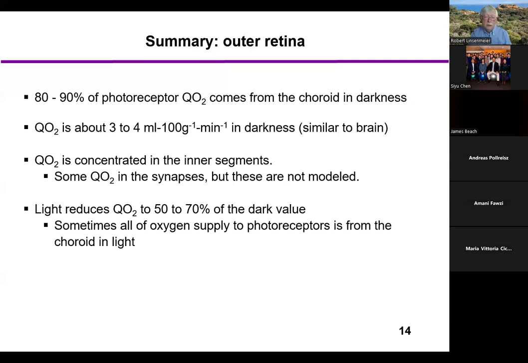Light reduces oxygen consumption to something like 50% to 70% of the dark value. It's always lower in the light. And sometimes, all of the oxygen supplied to the photoreceptors seems to come from the choroid, with a little left over to go to the inner retina. The diffusion equations also provide the basis for simulations, which I'll show you in a little while.